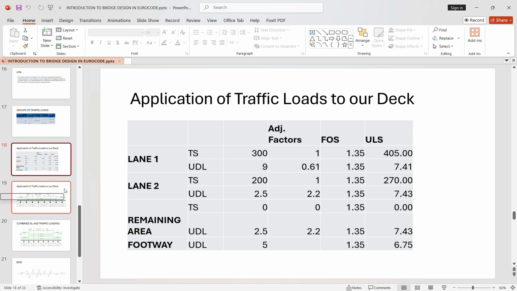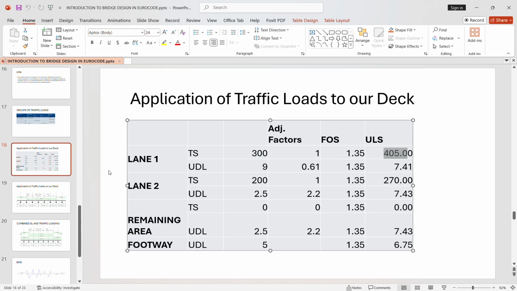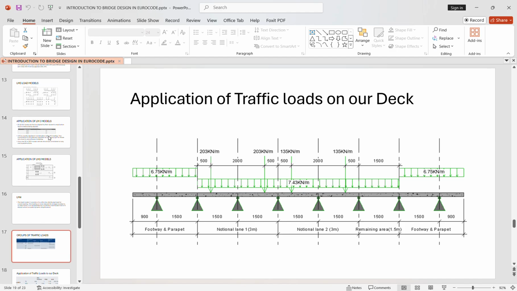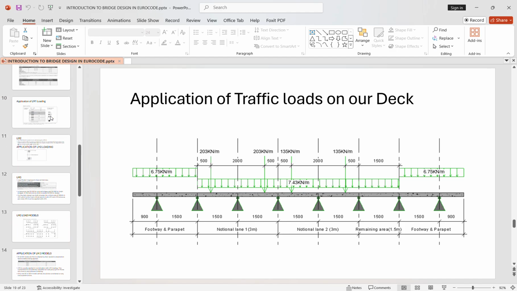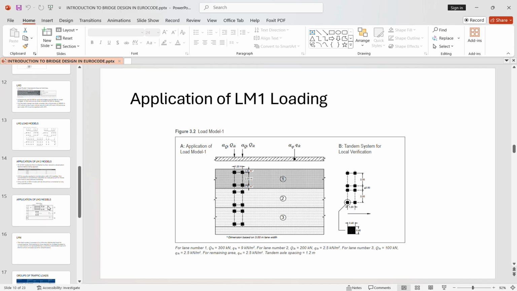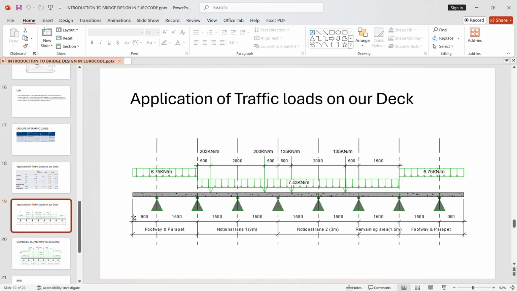And then we applied our tandem loading. Here we had 405 per axle. This is our first axle. As you can remember for load model 1, let's go back to load model 1. We leave a space of 0.5 from the curb, and then we apply our first wheel load, then 2 meters, and then our first wheel load for that specific axle. That is just what I did here.